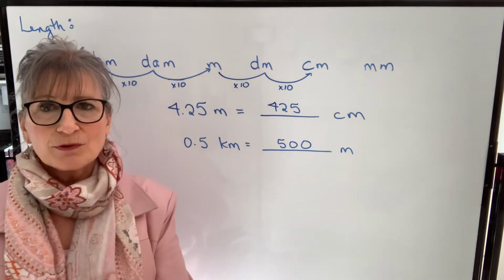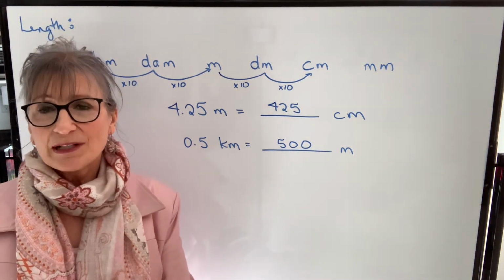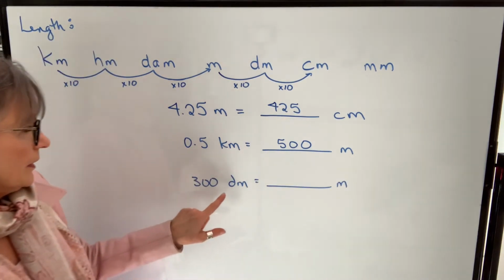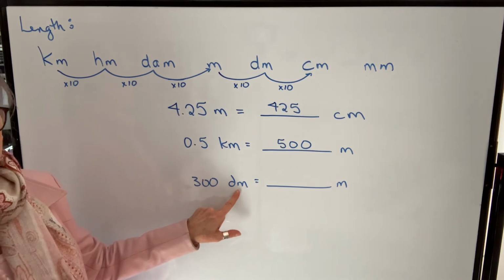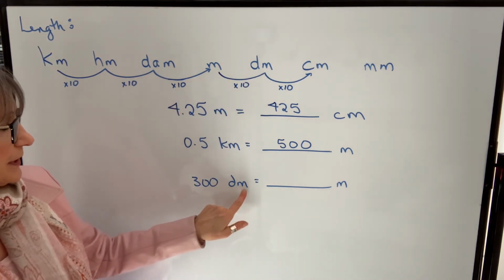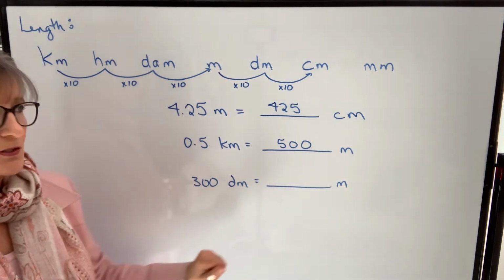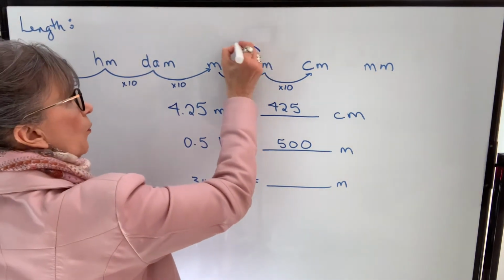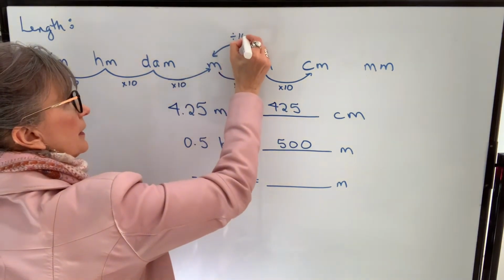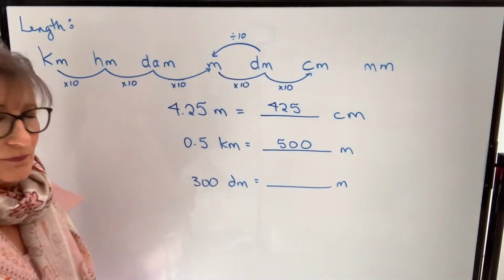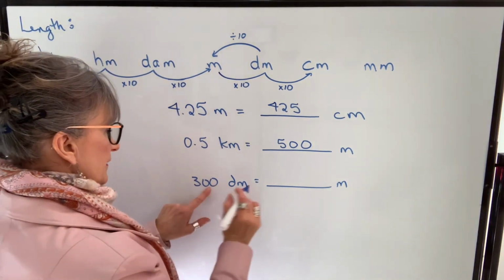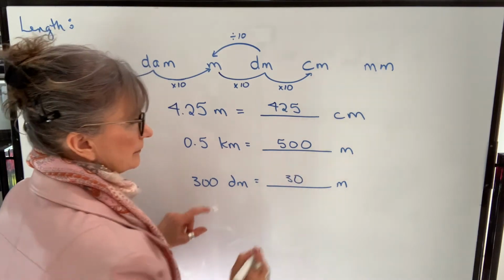If we go in the other direction, we're going to be dividing by 10. So we're going to move our decimal point to the left. For example, if I had 300 decimeters, be careful between decimeters and decameter. If I had 300 decimeters and I want to know how many meters that is, I'm going 1 place to the left, and I need to divide by 10. So 300 decimeters, move the decimal point 1 place to the left, will be 30 meters.